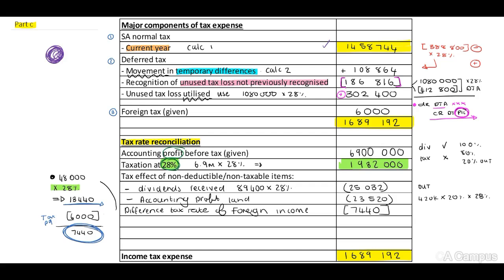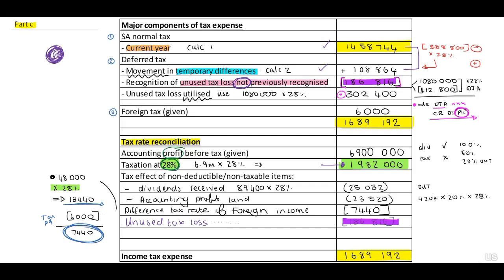Then, in terms of our movement of our temporary difference, we have identified that technically speaking, guys, the net effect is 0. In terms of our recognition of unused tax loss not previously recognized, guys, is this included in the 1.9 million? Oh, no. Therefore, this is our line item. But please don't stop the recording now. I want to explain to you further. Unused tax loss, not previously recognized. Okay, guys, you can write this out. And if we include this 186,816, our calculation will recon.